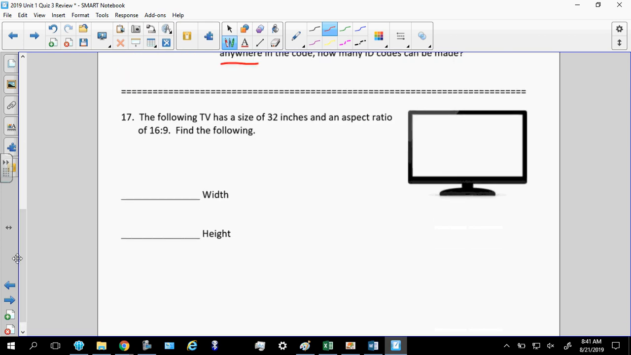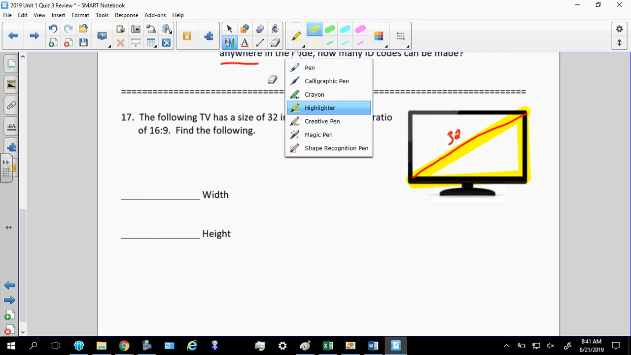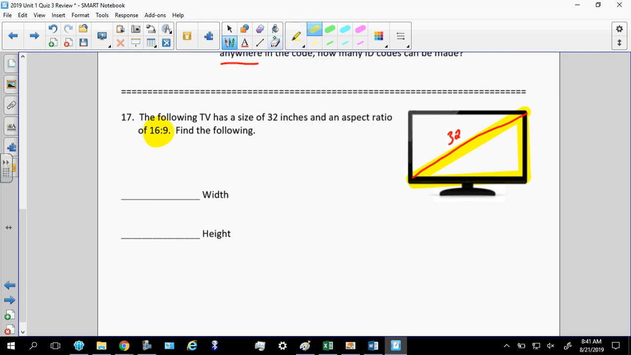And lastly, question number 17, we did this yesterday. If the following TV has a size of 32 inches and an aspect ratio of 16:9. This is going to be one of those questions where once you start seeing me do it, you're like, oh yeah, I remember that. The size is 32. There's the height, there's the width. We have our right triangle. And if you remember, you take the aspect ratio and apply it, 16x, 9x, to the diagram.